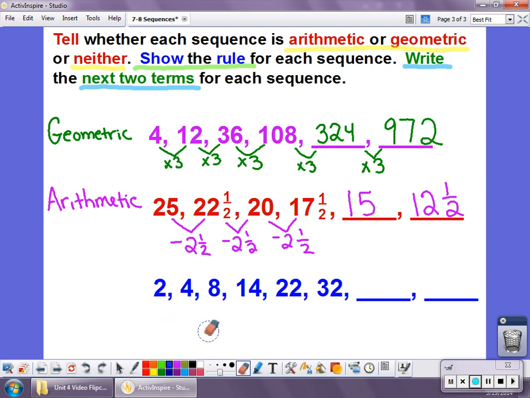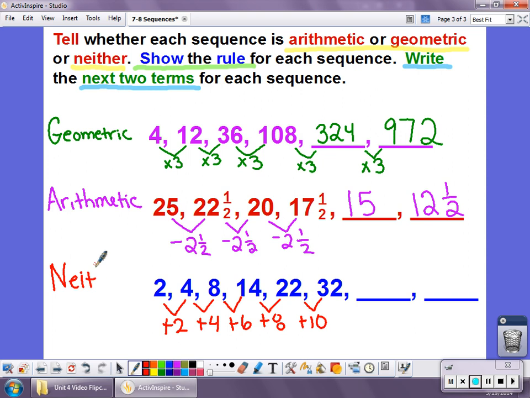This must be one of those where we're adding different amounts. So this could be plus 2. This could be plus 4. This is going to be plus 6. Okay, so 14 plus 8 gives me 22. Then this is going to be plus 10. So this is going to be neither arithmetic or geometric because it's not a constant pattern. It's addition, but it's not adding the same number.